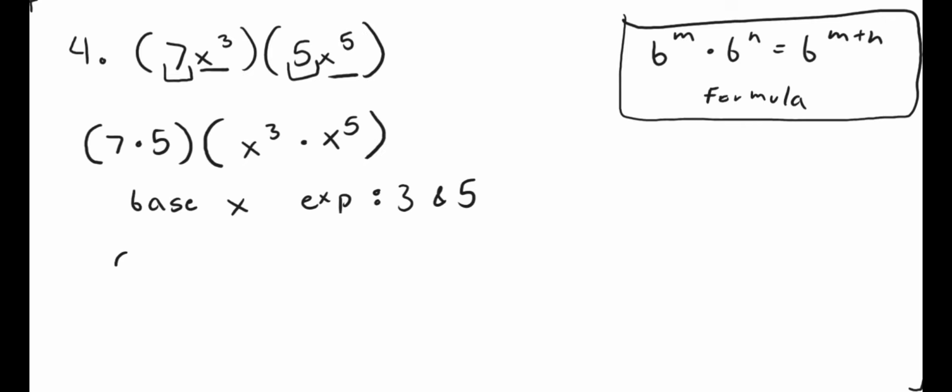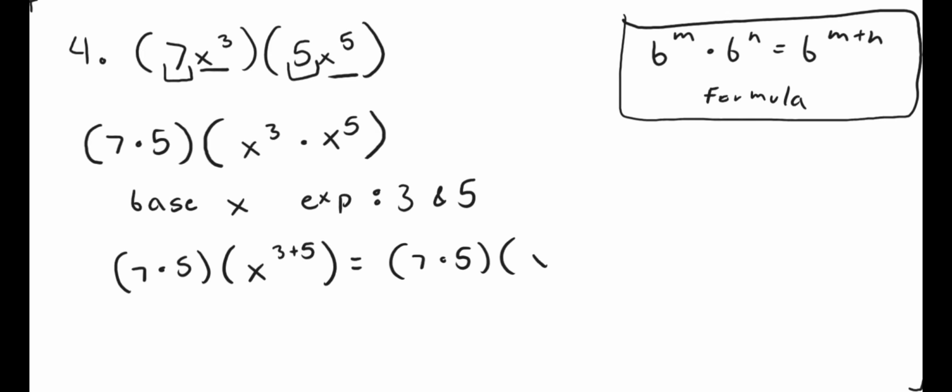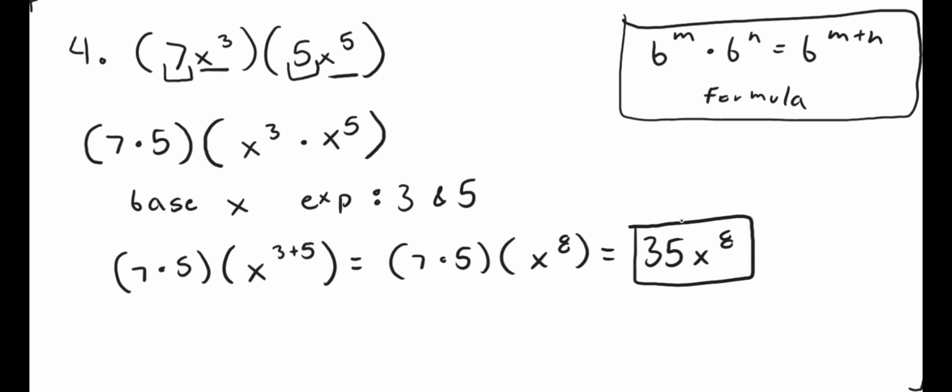So using our wonderful formula right here, we get our singular base now, which is just x, and then 3 plus 5, which is now x to the power of 8. And then let's multiply 7 times 5. So now we get 35x to the power of 8. And that's our wonderful answer.